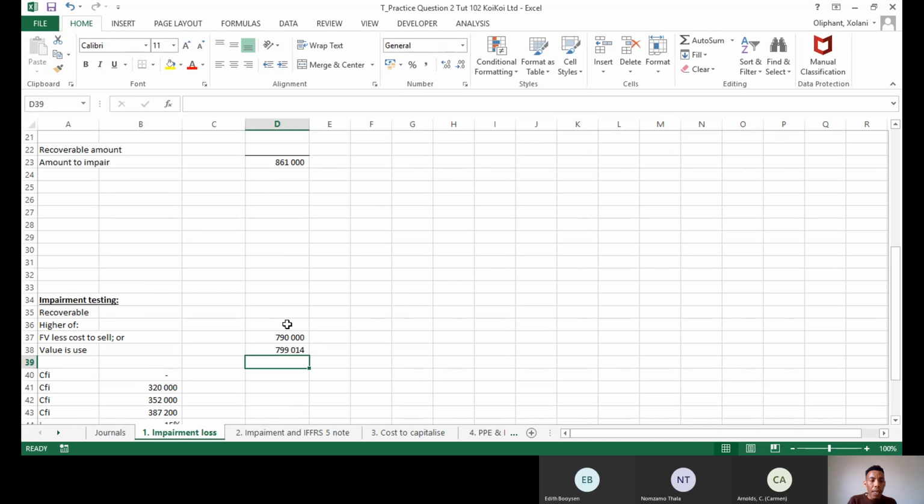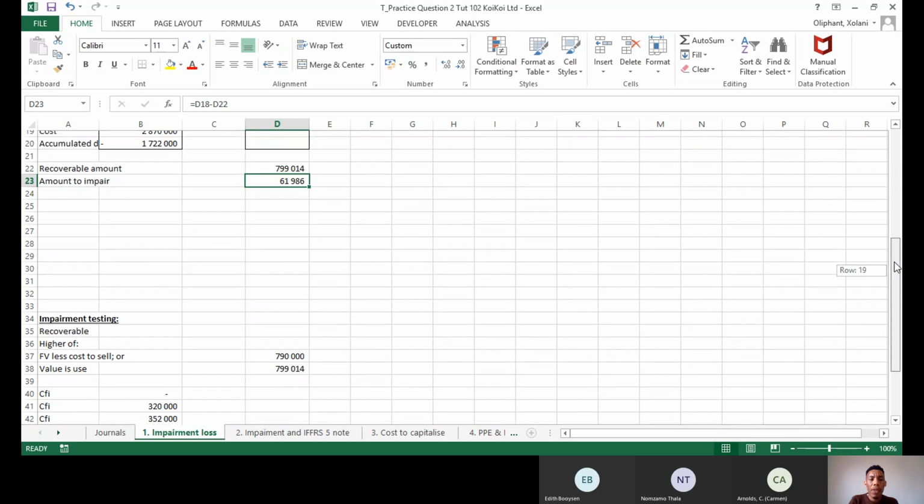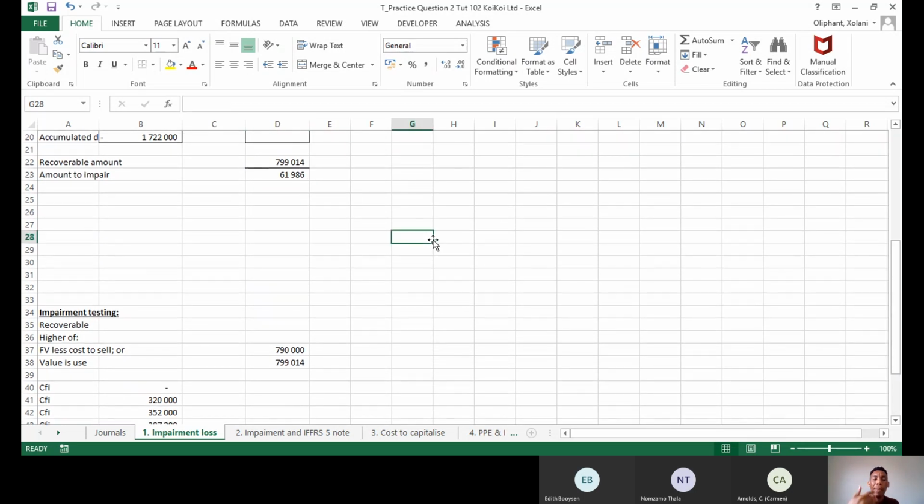Now, we said the recoverable amount is the higher of the fair value less cost to sell, which we've been given and then calculated already, or the value in use. In this case, the value in use is 799,014. Now we need to determine the impairment amount, right? So that's our highest of the two. Fine. Now, our impairment is 61,986, right? Fine. So that's the amount that you will need to use to impair this patent.